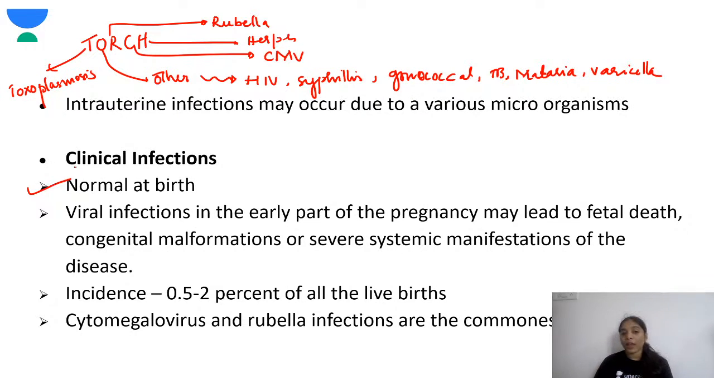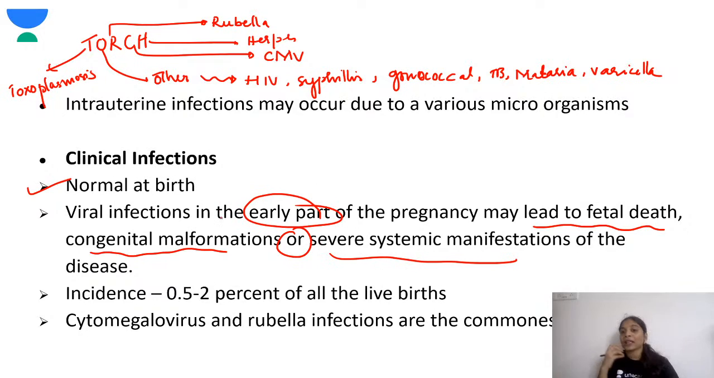So viral infections in the early part of the pregnancy can cause fetal death, congenital malformation, or even severe systemic manifestation. Most of these intrauterine infections come in the first trimester. If it happens in the first trimester, the chance of congenital malformations is quite high compared to the last trimester. The incidence of these intrauterine infections is up to 0.5 to 2% of all live births.